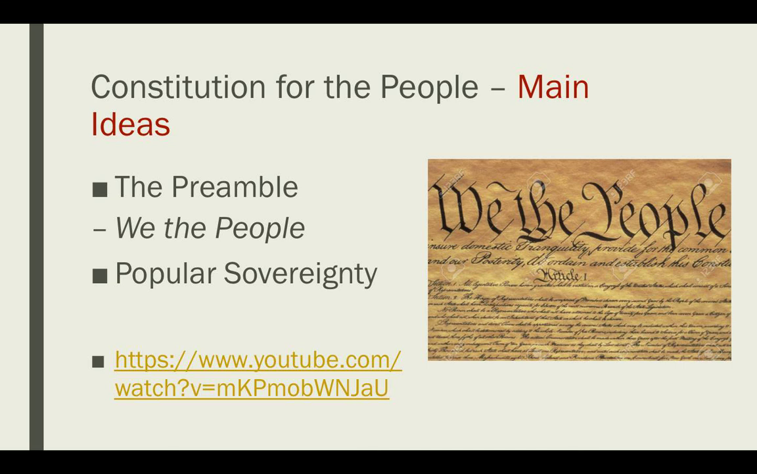Popular meaning the population, the populace of people, sovereignty together. Together we do this. All of us together.